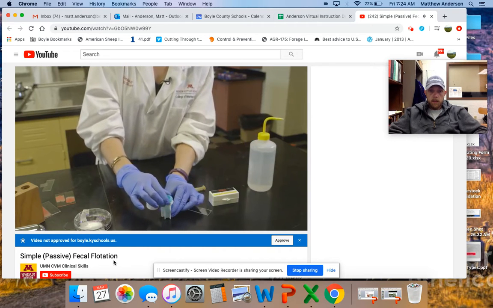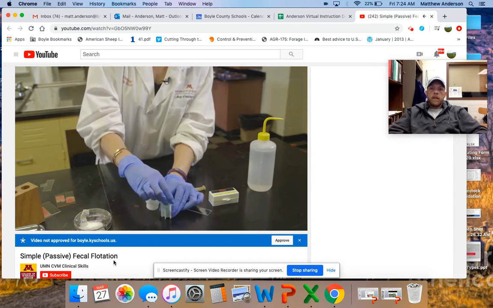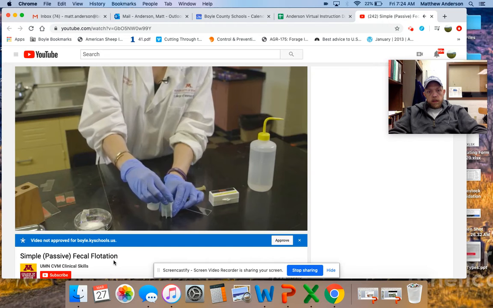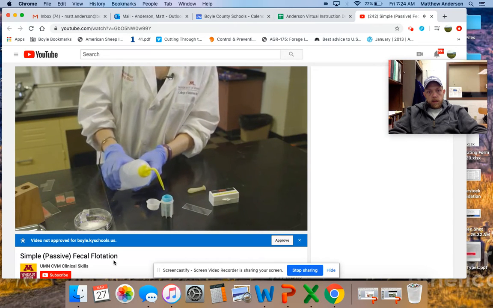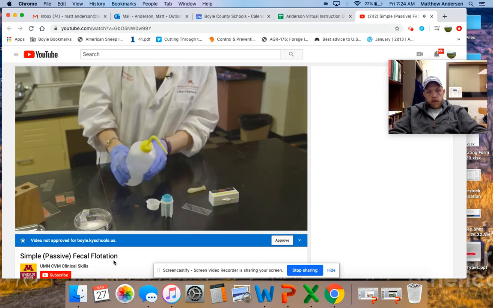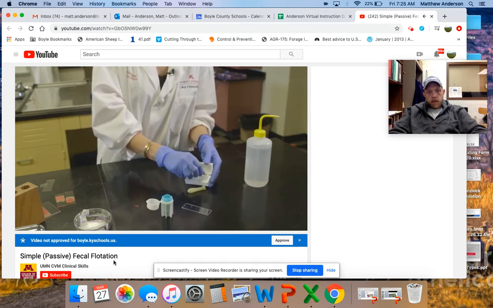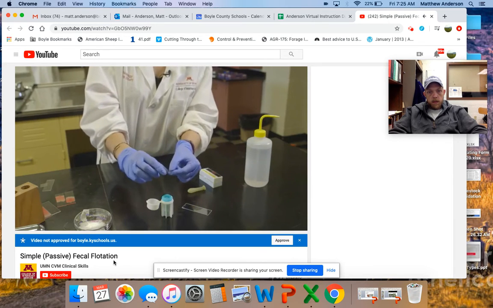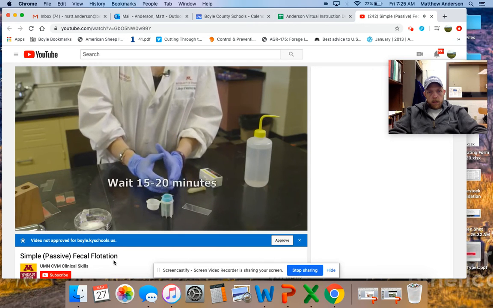Next, you'll take the green vial and twist it several times to try and loosen the feces up so that the ova will disassociate from the fecal patty. Next, you'll take your fecal solution again and continue to slowly fill up your green vial until you've made a meniscus. Lastly, you'll take your cover slip, place it on top of the meniscus, and wait 15 to 20 minutes.